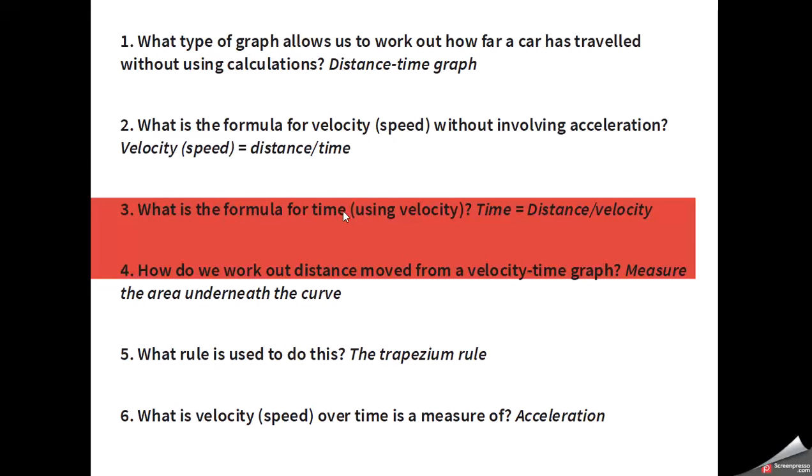What's the formula for time? So remember, when we rearrange that using that pyramid or triangle method, we change it to time is equal to distance over velocity. How do we work out the distance moved from a velocity time graph? Well, we need the area underneath the curve, and then the rule we can use to do that was the trapezium rule. And what is velocity over time a measure of? Well, that's acceleration, because the more we speed up over a given amount of time, the faster we're accelerating.